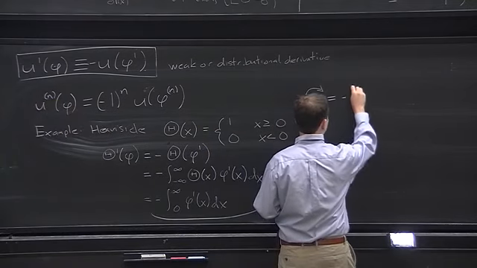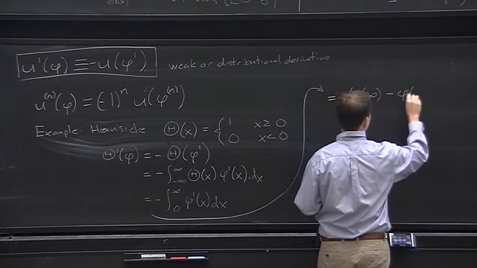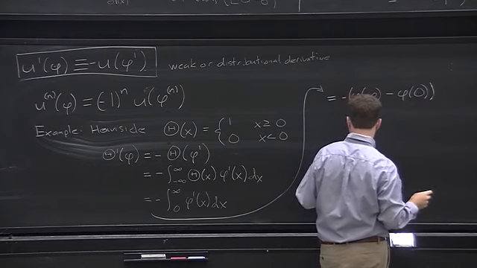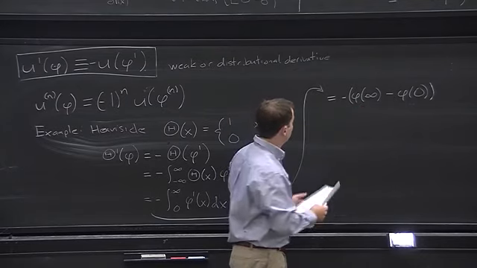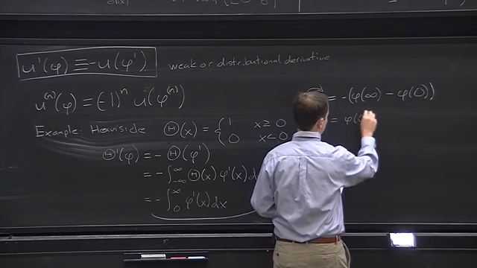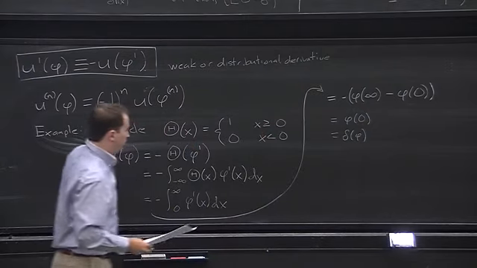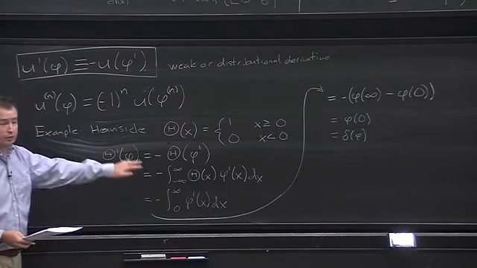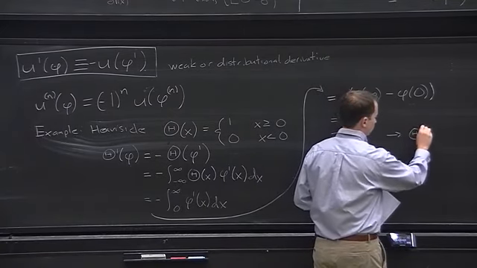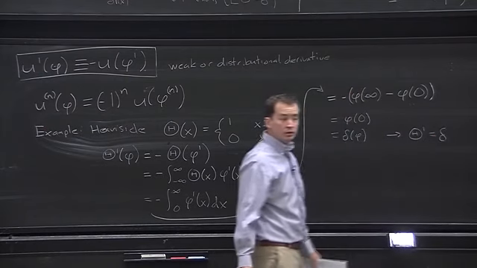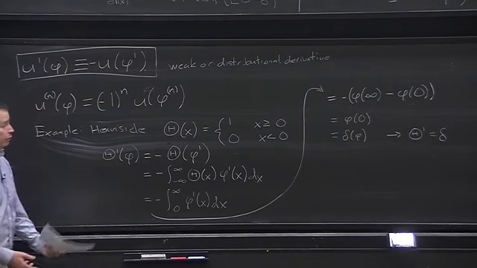So we just get minus (phi of infinity minus phi of 0). Phi of infinity is 0 because of compact support. You should get phi of 0, or delta of phi. Because these manipulations worked for any test function phi, we conclude that the derivative of the Heaviside function is the Dirac delta, as you may have been able to guess.